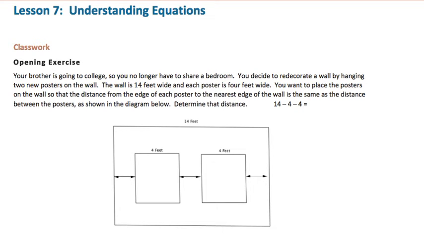that would give us 14 minus 4, which is 10, 10 minus 4, which is 6 feet to work with, and we need to divide that space by 3, since there are 3 parts to the space. And when we divide that by 3, we find that there should be 2 feet from the wall to the first poster, 2 feet in between each poster, and 2 feet from the poster to the wall on the right.